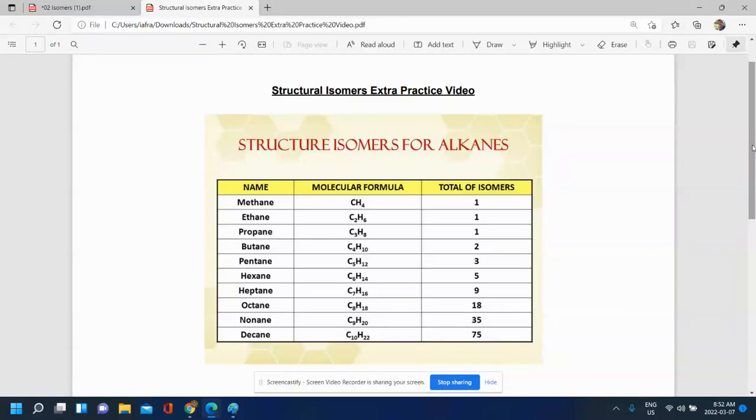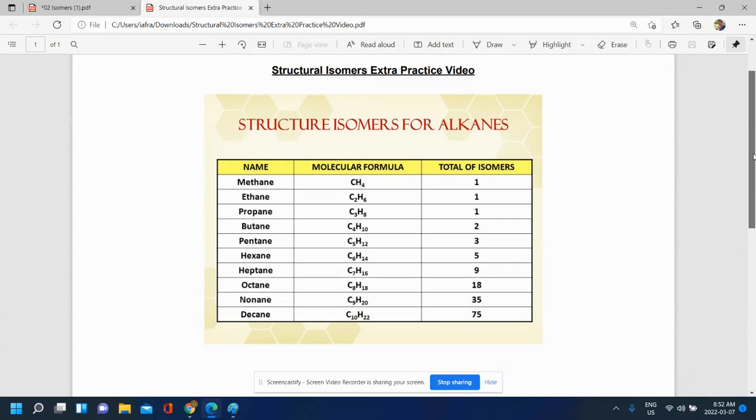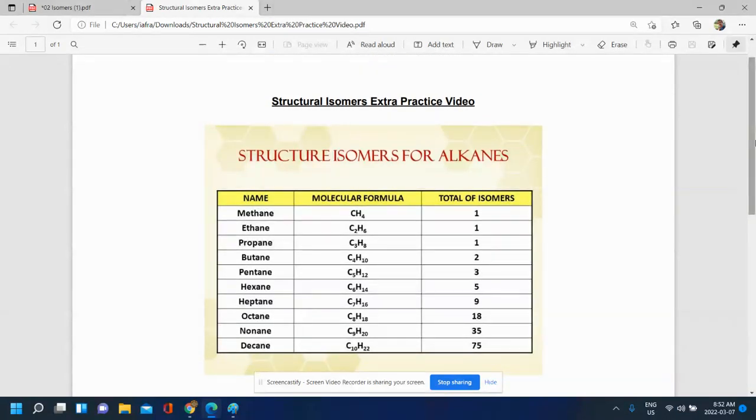In this video, we're going to do a few more examples of structural isomers, and we're going to focus on some examples with alkanes. So one of the examples I had told you to do was to draw all the structural isomers of pentane, C5H12. And so we'll do that in just a little bit to see what you got.